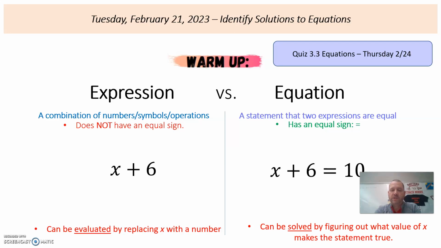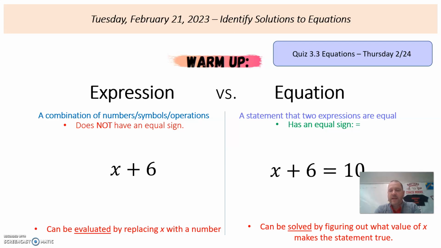On the right, we have equations. Equations are statements that have two expressions that are equal. It has an equal sign. If you look on the left, the expression x plus 6, you'll notice it does not have an equal sign, and it can be evaluated by replacing x with a given number. So we might say x is equal to 3, and then that expression would be equal to 3 plus 6, which would be 9.